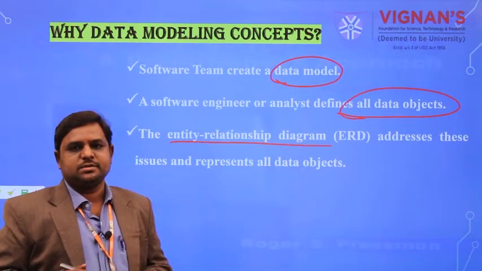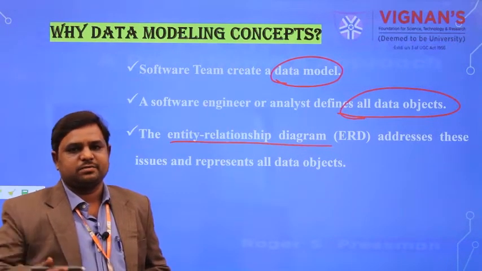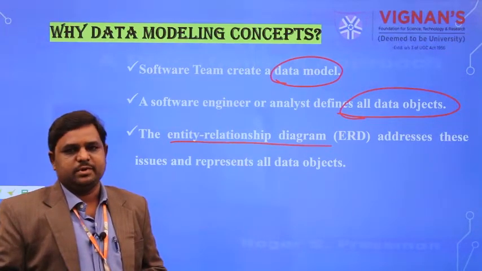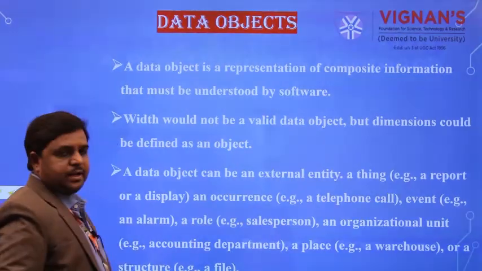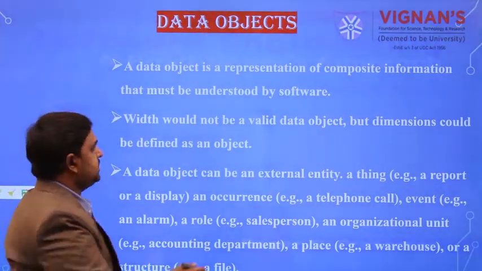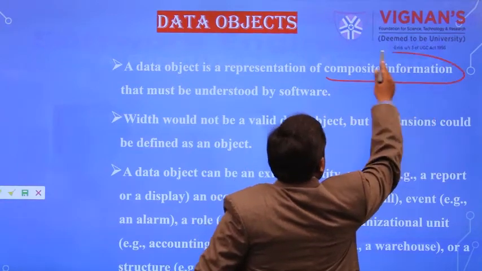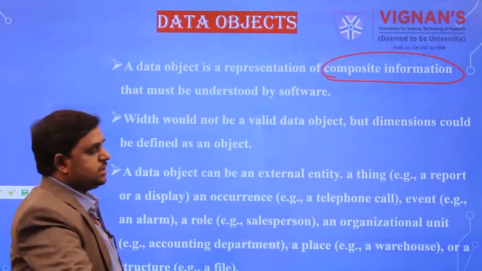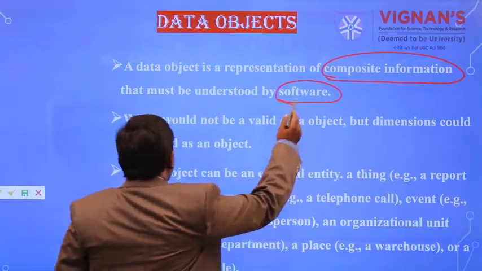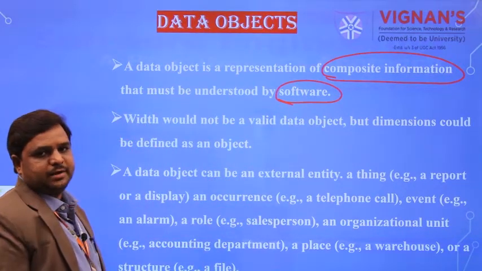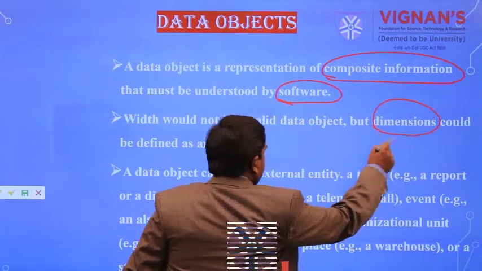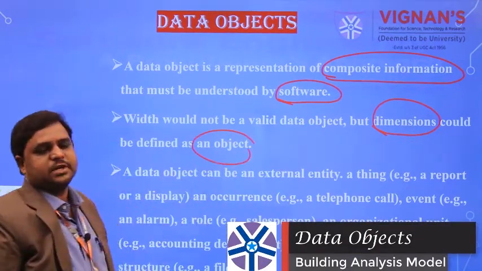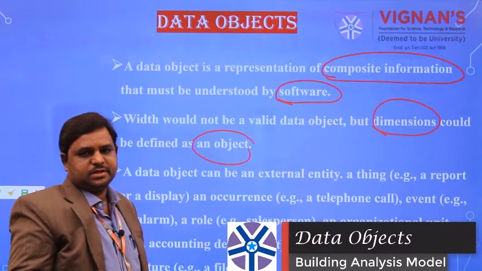We create data models while we interact or interface with the database, or while we create complex data structures. Here, a data object is a representation of composite information that must be understood by the software. Therefore width alone would not be valid as a data object, but dimensions could be defined as an object. Dimensions means it may be height, width and depth.